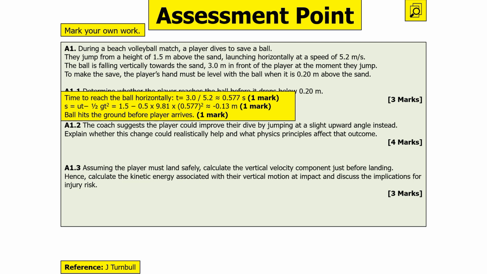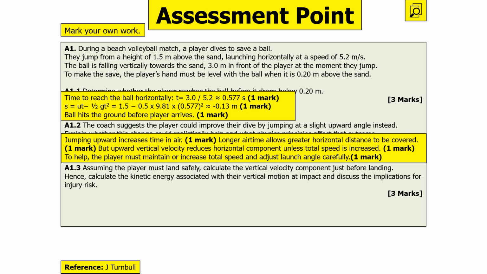In the next question, jumping upwards increases the time in the air. Now the longer air time allows greater horizontal distance to be covered, but the upward vertical velocity reduces the horizontal component unless the total speed is increased.